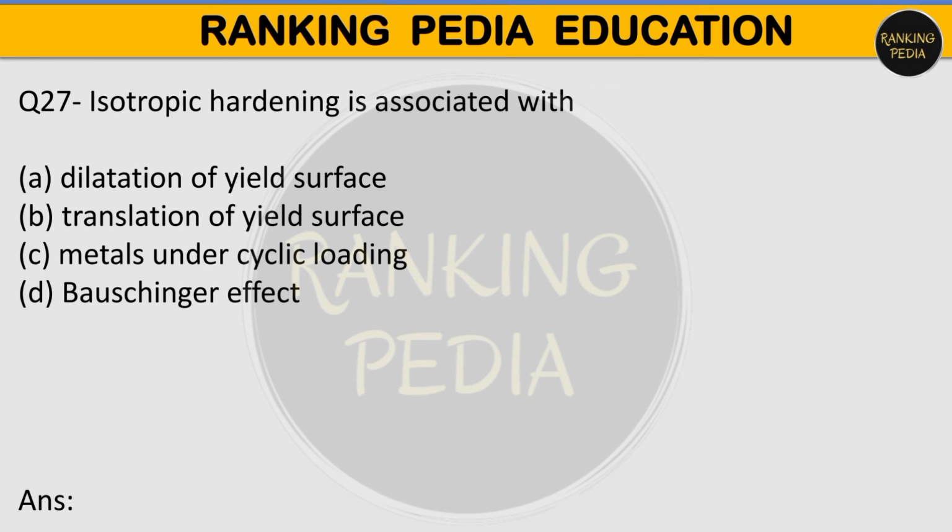Next question is, isotropic hardening is associated with, your options are dilatation of yield surfaces, translation of yield surface, materials under cyclic loading, or Bauschinger effect. So isotropic hardening, what is it? It is where the yield surface remains the same shape but expands with increasing stress. So isotropic hardening is associated with your dilatation of yield surface. Option number A is correct.